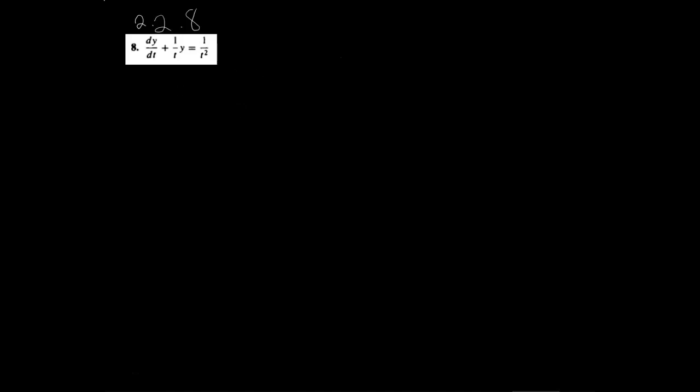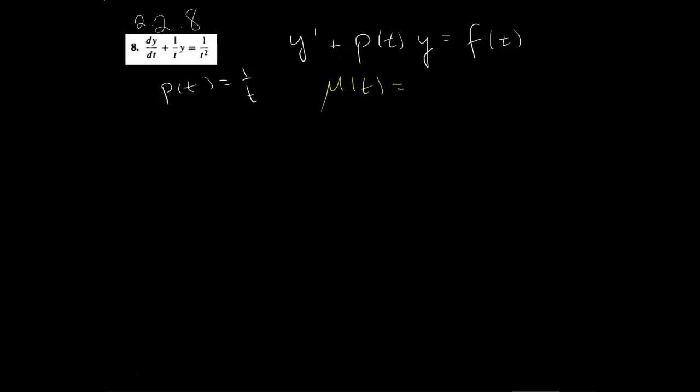A good thing to recall is that with the notation in your book, this would be y prime plus p(t) times y equals some function of t, f(t). In this case, p(t) is just 1 over t. So the integrating factor, mu, let's find out what that is. Mu of t, the helpful value we're going to use to solve this, is e to the integral of p, so 1 over t dt.